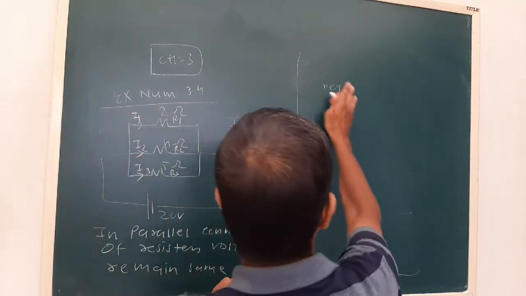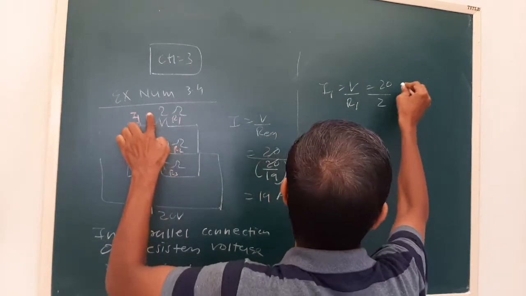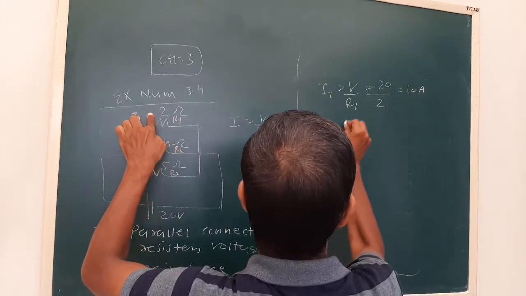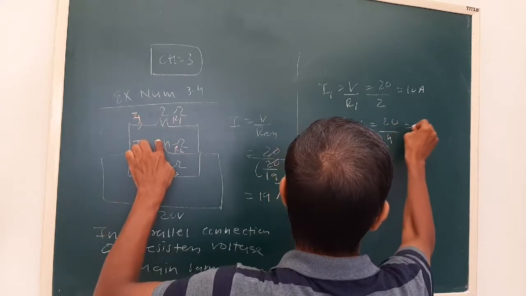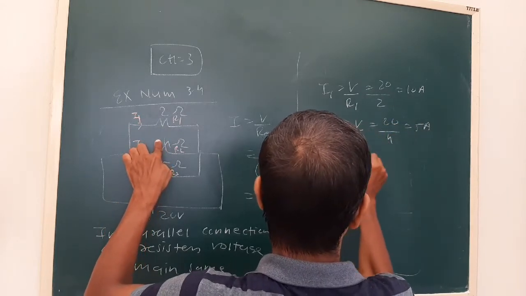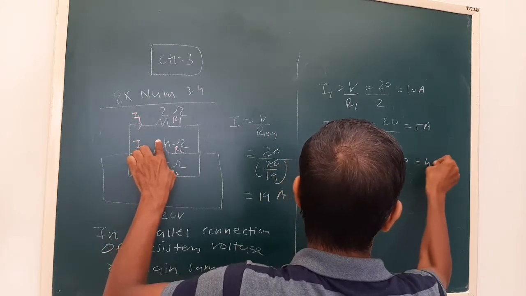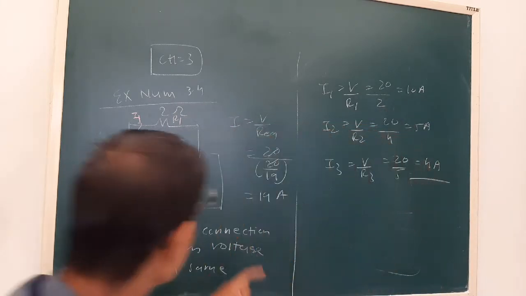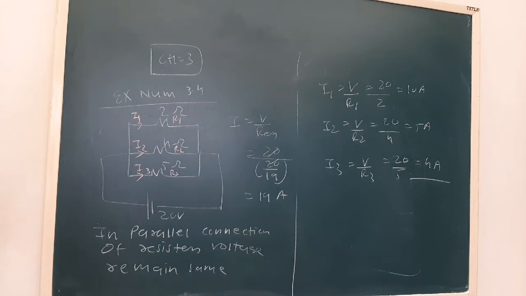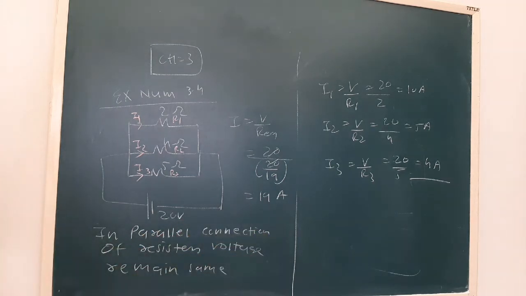Now see here, I1 is V upon R1, that is 20 upon 2, 10 ampere. I2 is V upon R2, 20 upon 4, we get 5 ampere. I3 is V upon R3. So total current: 10 plus 5, 15 plus 4, 19, that is equal to total current. The sum of the three currents I1, I2 and I3 is equal to the total current in the circuit. So this is about the exercise sum number 3.4.